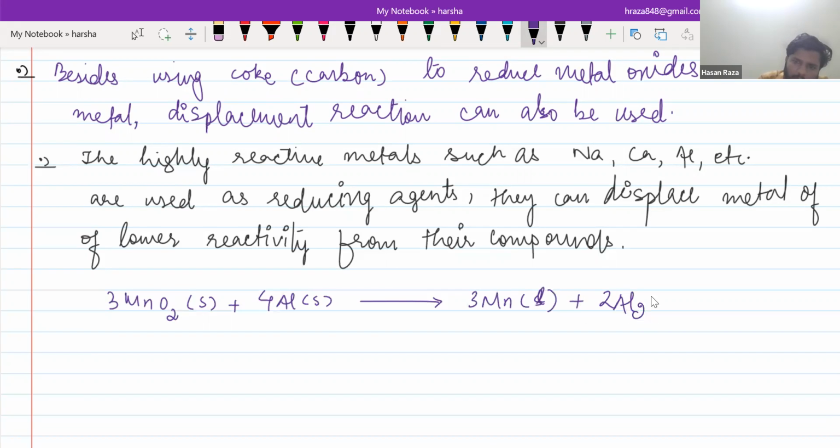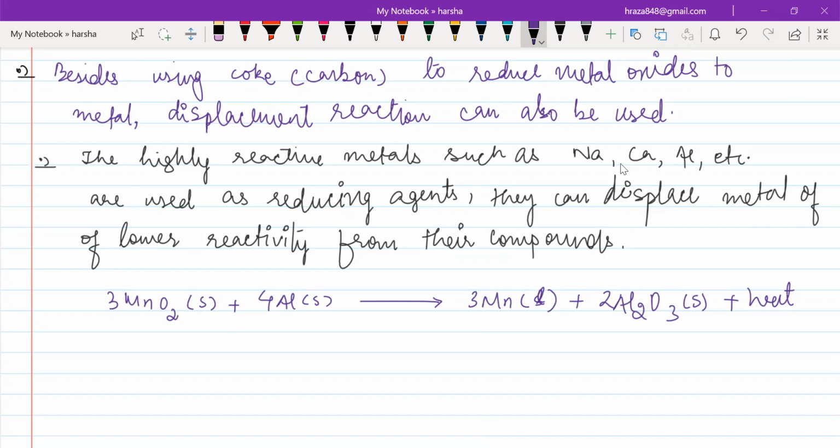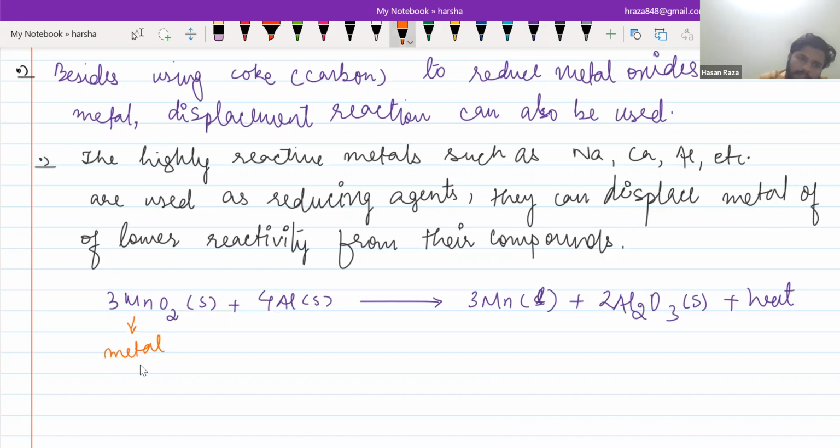Can anyone tell me, is manganese metal or non-metal? Amna? Sir, non-metal? No, it's a metal. Manganese is a metal, and we are studying about the concentration of ore. That means we are extracting metal. So basically, generally all are metals.